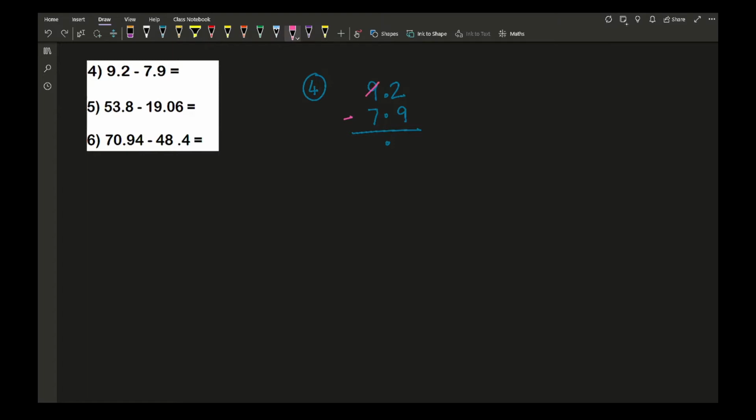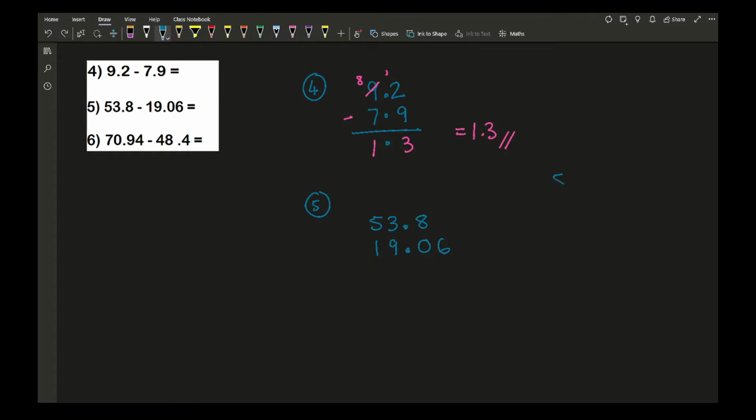So I'm going to borrow 1 off the 9. So that becomes 8, and I've got 12. So 12 take away 9 is 3, and 8 take away 7 is 1, giving me a final answer of 1.3. With question 5, I've got 53.8, and I've got 19.06. So again, decimal point in the exact same location for both the numbers.